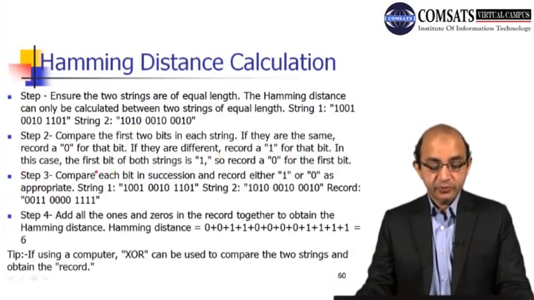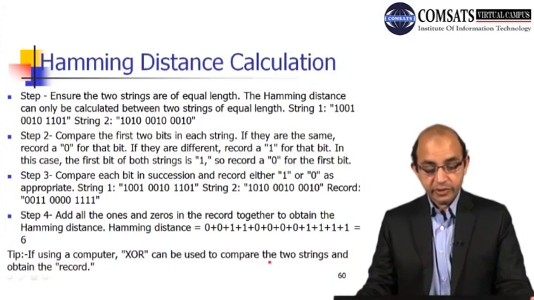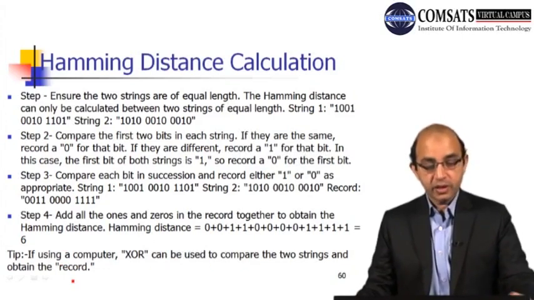In this case, the first bit of both strings is 1, so record a 0 for the first bit. Compare each bit in succession and record either 1 or 0 accordingly, right? So we have recorded this. Step 4, add all the 1s and 0s in the record together to obtain the Hamming distance. So the Hamming distance is 6. If we are using a computer, XOR can be used to compute the two strings, and then we can obtain the record.